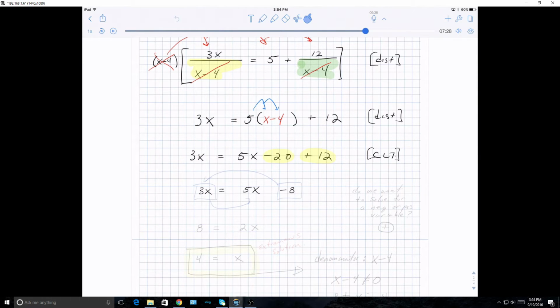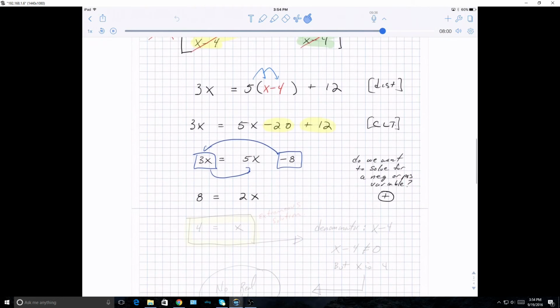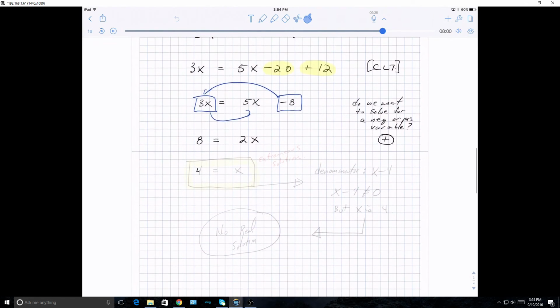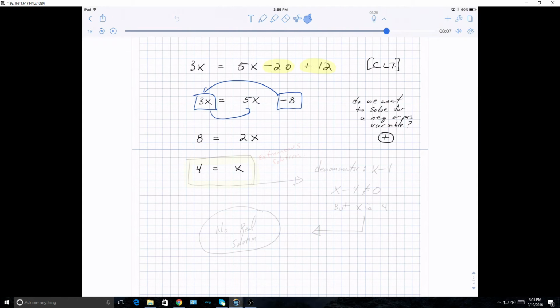And then we have to ask ourselves, do we want to solve for a negative or positive variable? And the answer is always the positive. So in this case, we're going to add 8 to both sides and subtract 3x from both sides. That just means we're going to have 8 is equal to 2x. And then if we just divide by 2, we get x is equal to 4.